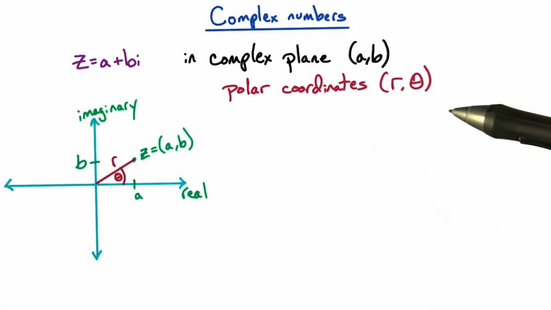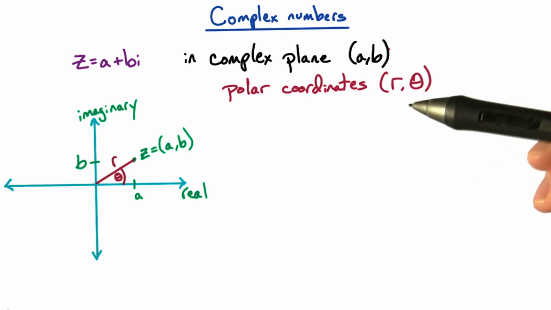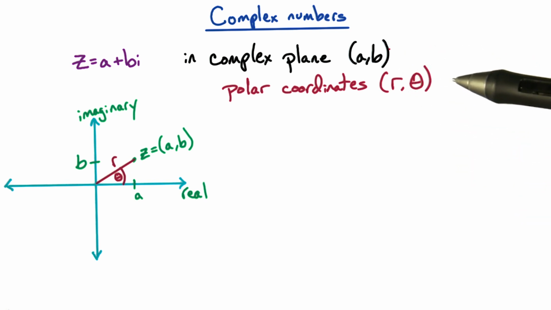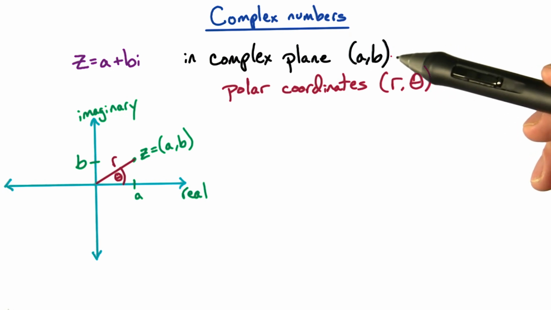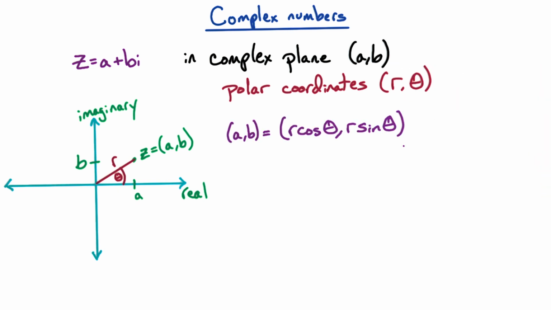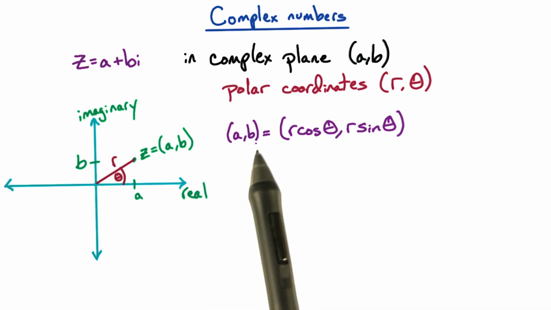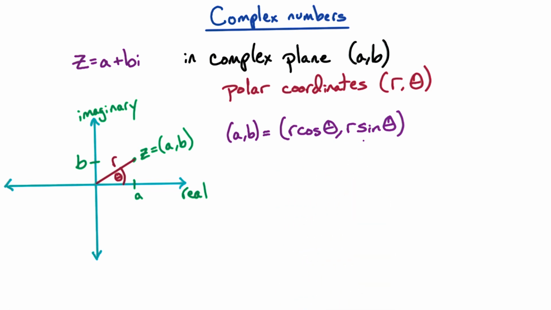Now it turns out that polar coordinates are more convenient for certain operations, such as multiplication. Before we delve into properties of polar coordinates, let's review some basic properties. First off, how do we convert between polar coordinates and complex Cartesian coordinates? Well, if you remember a little bit of trigonometry, you'll recall that a, this length a, is equal to r times cos theta, and this length b is equal to r times sine theta. So this gives us a way to convert between Cartesian coordinates and polar coordinates.